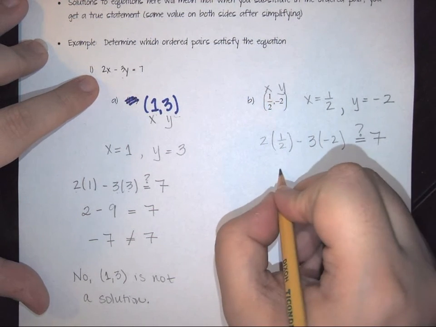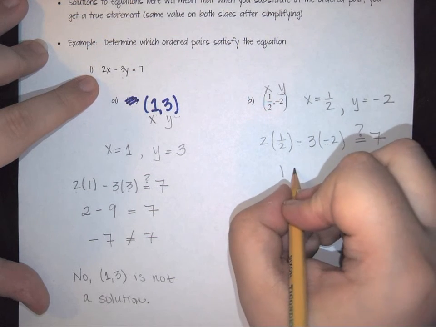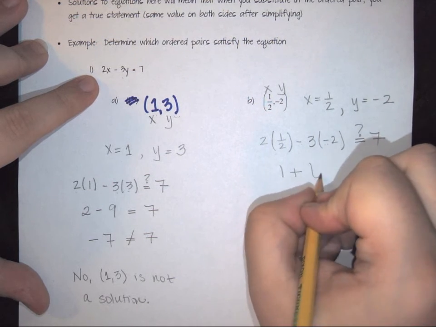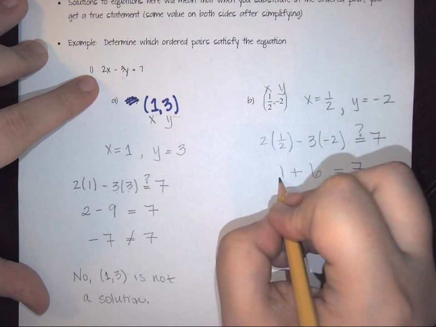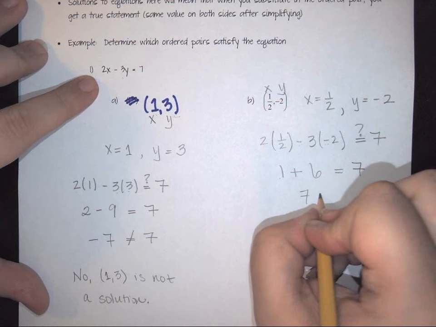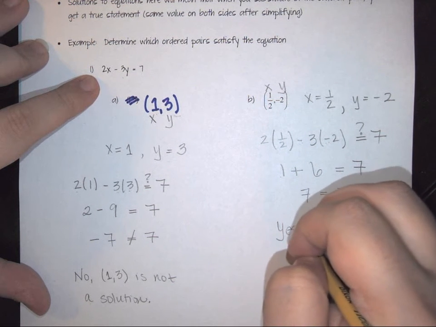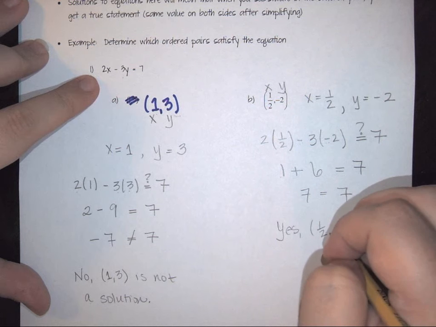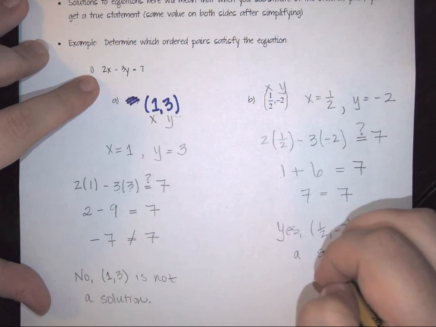So 2 times 1/2 is 1, minus a negative times negative is positive, 3 times 2 is 6, and we want to know if that's going to be 7. Well, 1 plus 6 is 7. Equals 7, therefore, yes, the point 1/2, negative 2, is a solution.